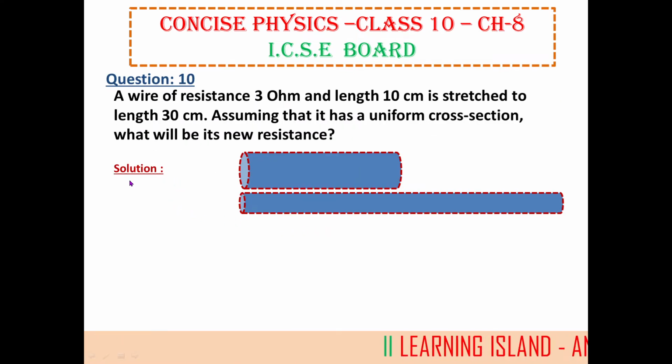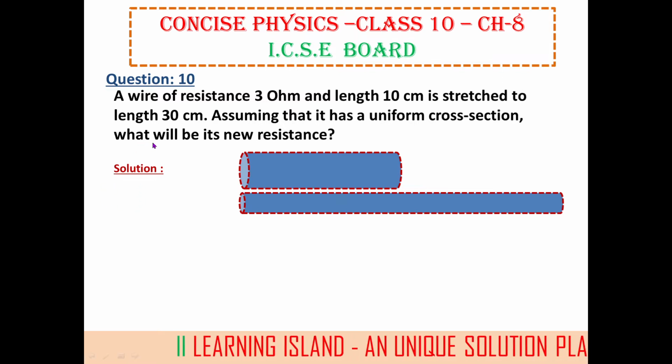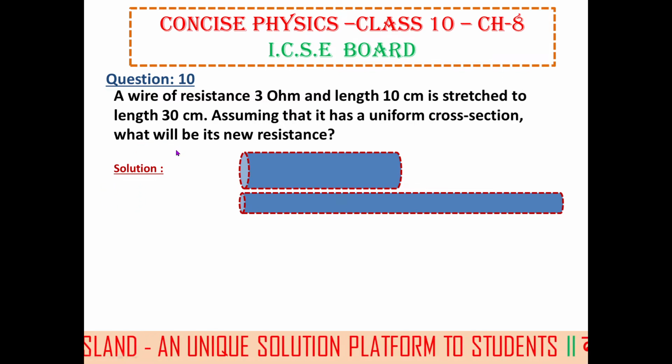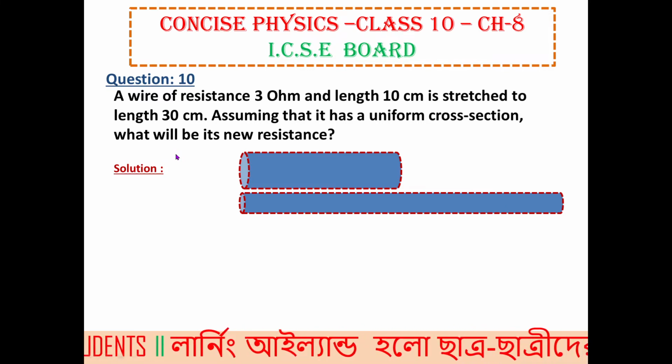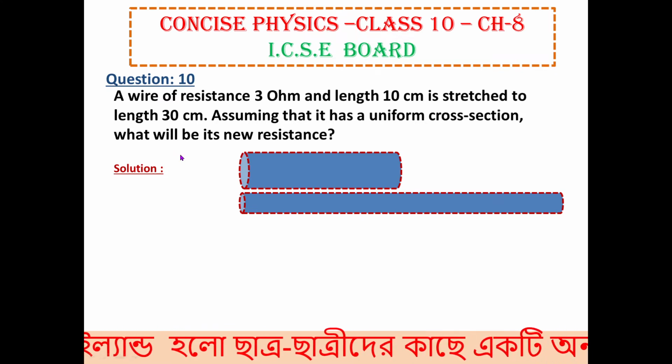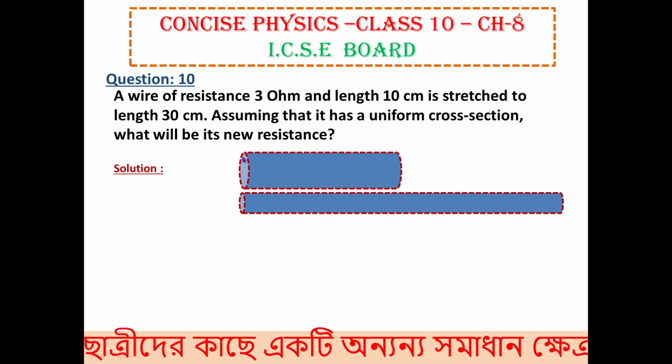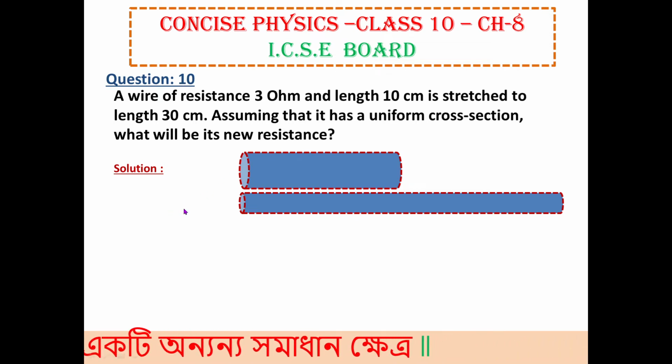Question number 10. Here a wire of resistance 3 ohm and length 10 cm is stretched to length 30 cm. Assume that it has a uniform cross section. What will be its resistance? Here you see, it is also the same, similar to the previous one. Here the same case: if the initial length of the wire is L1 and after stretching the length becomes L2.